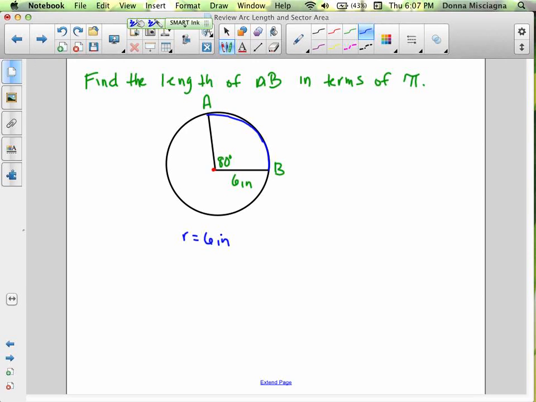And as a reminder, arc length is the central angle over 360. That gives you the fraction of a circle. And then times the formula for circumference, which is 2 pi r. Right, pi r squared is for area. 2 pi r is for circumference.